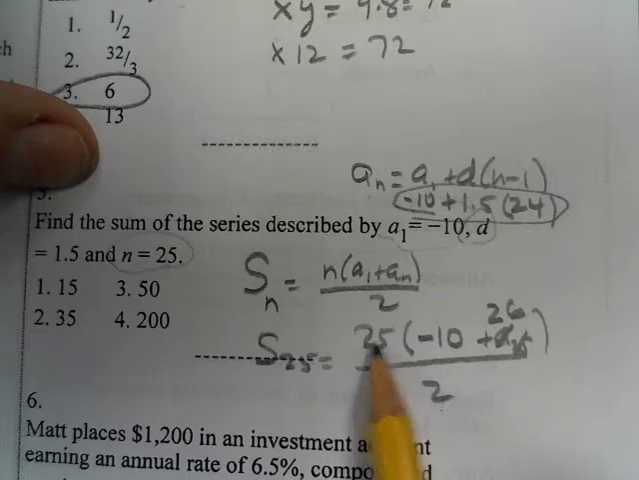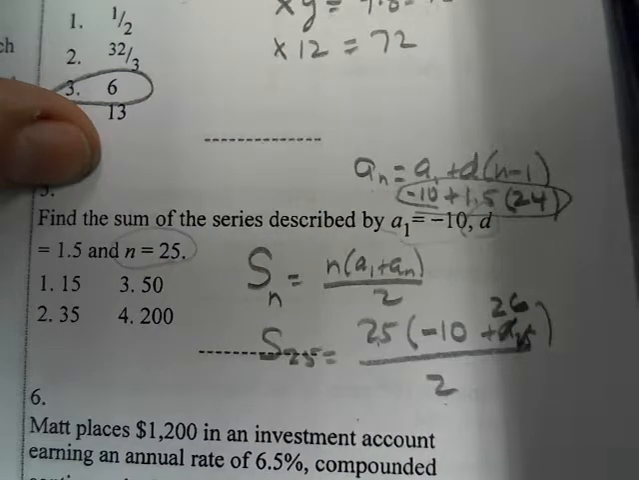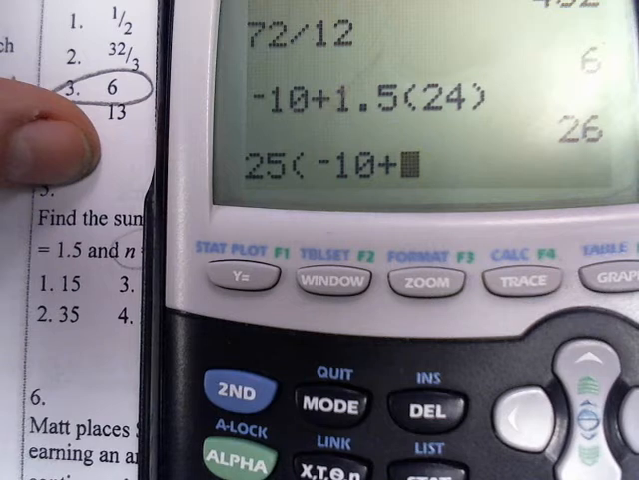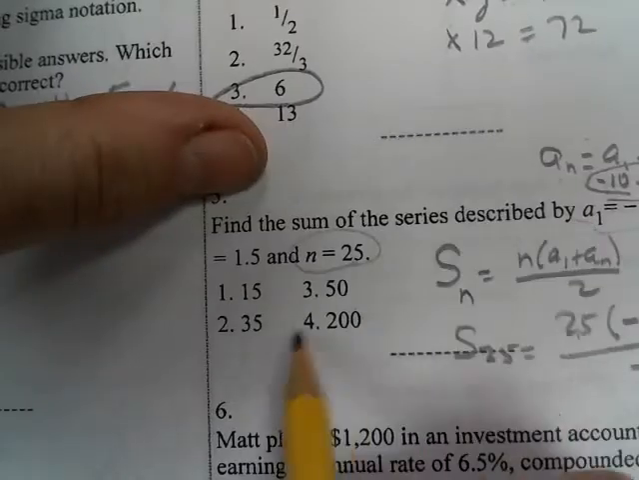So now the sum is 25 times negative 10 plus 26 all divided by 2. Looks like 200 is the answer, option 4.